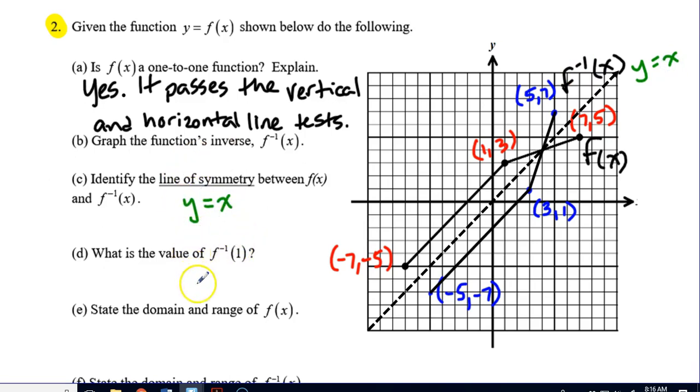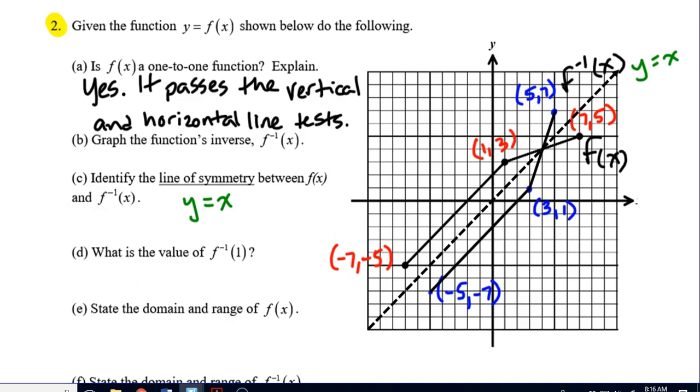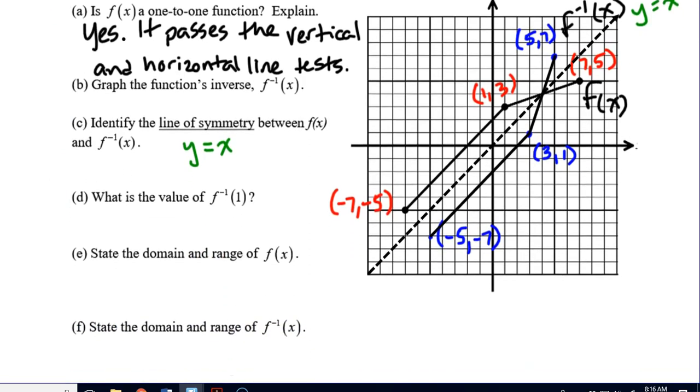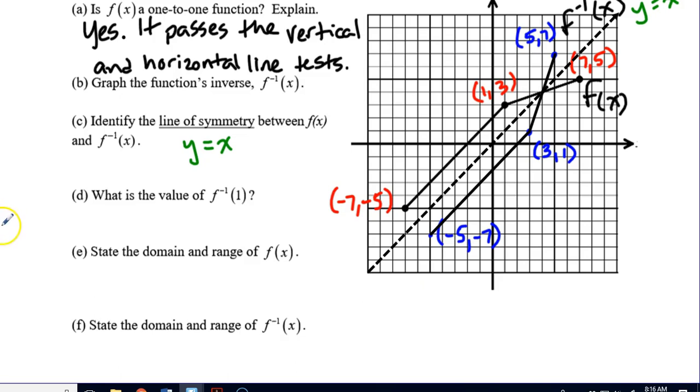Now it asks for us to find a couple of values and state the domain and range. I think you're familiar with how to do these. Why don't you work out parts D, E, and F, and then play the recording when you're ready.